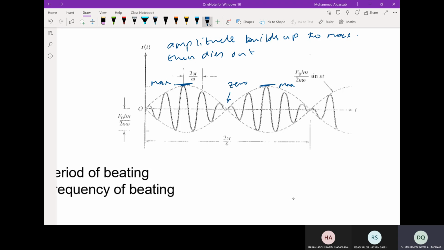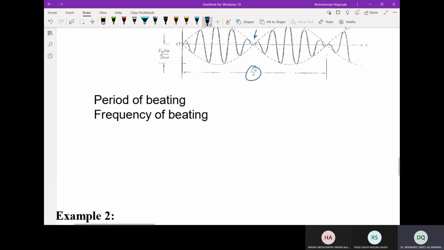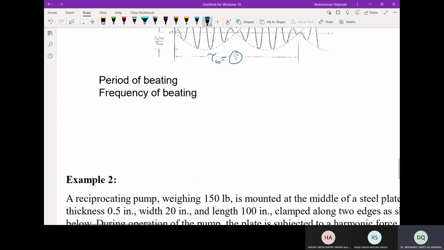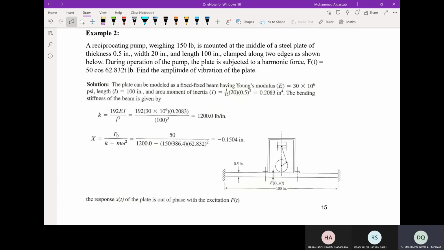The frequency of oscillation is omega, and the period of oscillation is tau equal to 2 pi over omega. But for the beating, there is beating here, as you can see, the amplitude goes to 0 and then builds up again, then goes to 0. The period of beating, tau b, is 2 pi over epsilon. Okay, so we will do the example next time and then move to lecture 5.